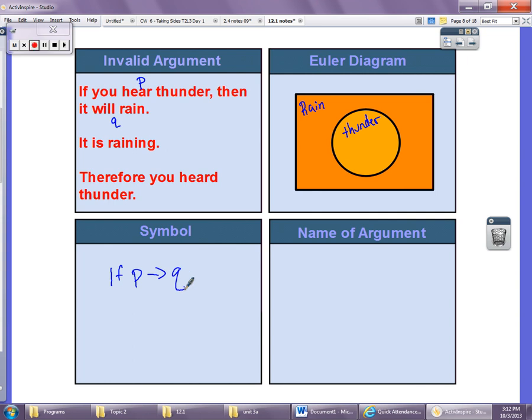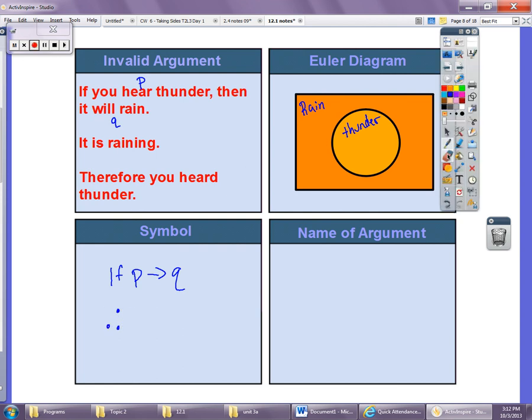It's raining. Well, we have Q. We have Q, it's raining. So here's our Q. So we have our rain, but it doesn't have to thunder. So this is invalid. Because it rains plenty of times and we don't hear thunder. So this is invalid, and this is the last one.